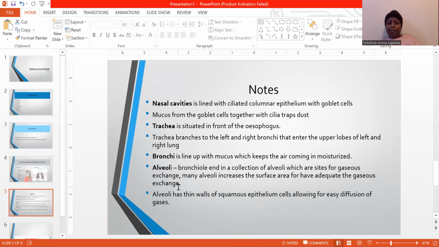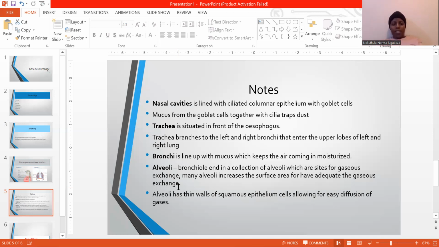And then we have our alveoli. Like we're already seeing, the bronchial is going to end in a collection of the alveoli, which is a site for gaseous exchange. So when it comes to your alveoli, they increase the surface area. So that is one thing that you actually have to know about your bronchi and about your alveoli.